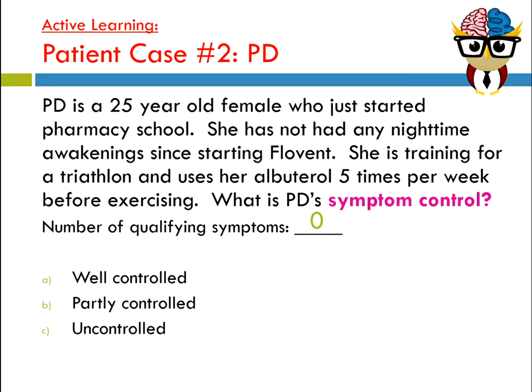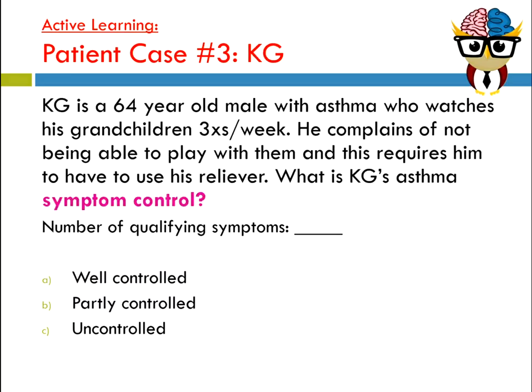So where it says she's training for a triathlon and uses her albuterol 5 times per week before exercise, that is the asterisk. The check mark is not a check mark if the inhaler is being used for exercise. Does that make sense now? The study guide's right here. Okay? Any questions? So what's her symptom control? Well controlled.